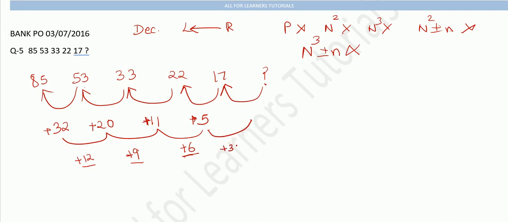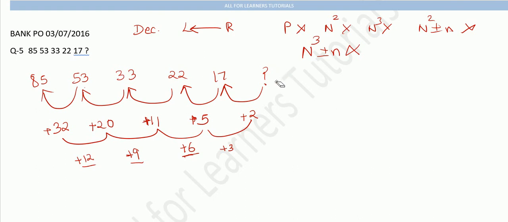So what should be here? 5 minus 3, that is 2, right? So x plus 2 is 17. So x should be what? It should be what? 15.